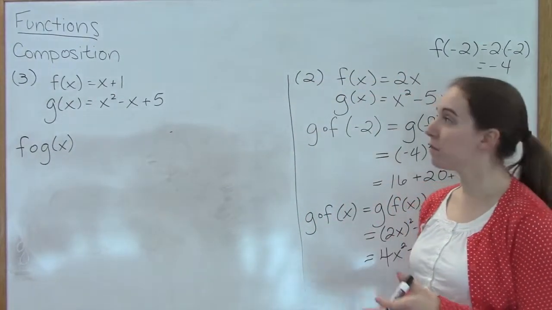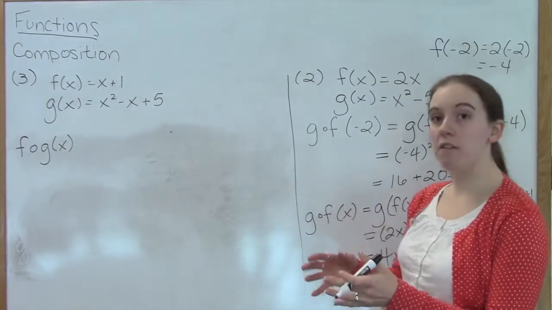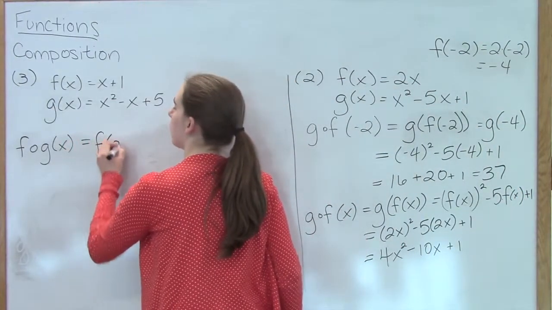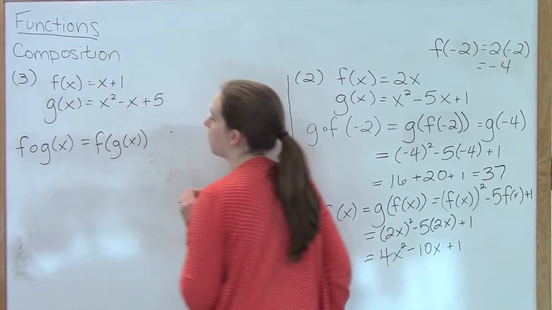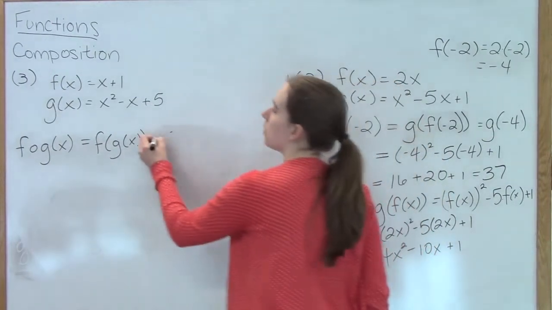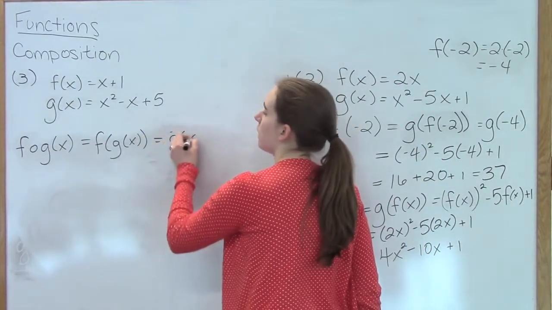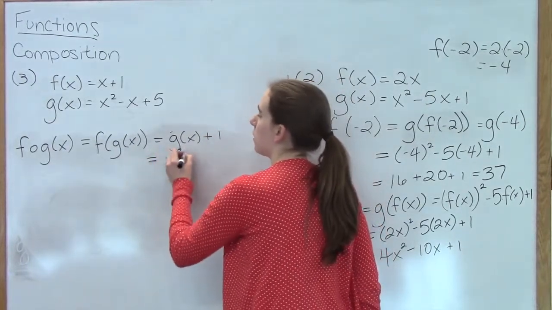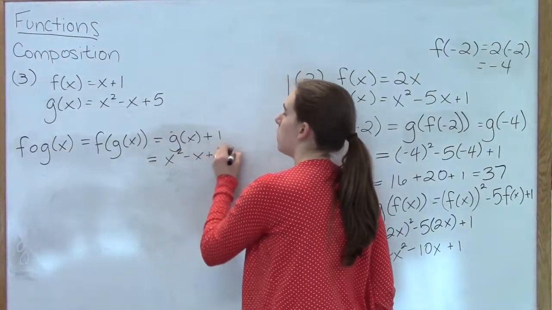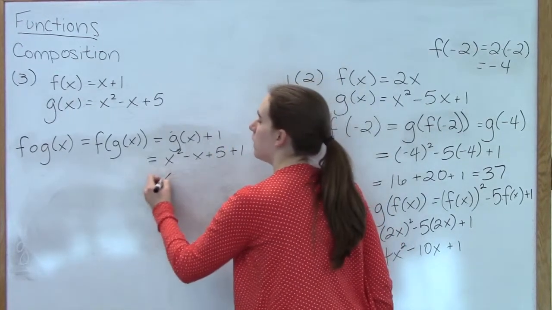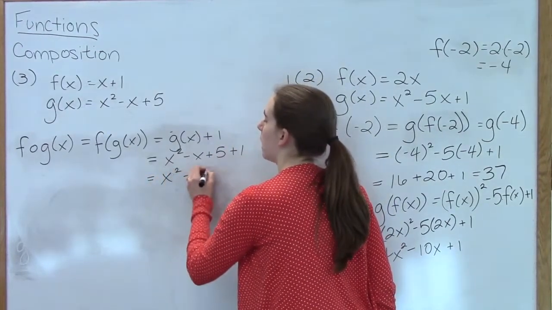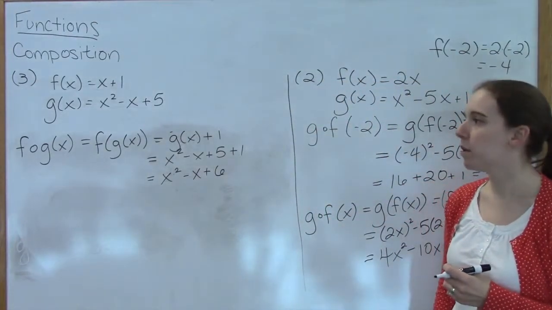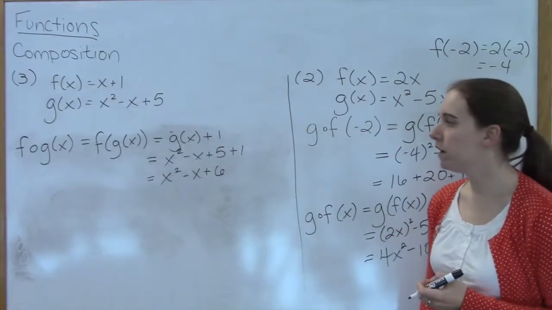So that means I'm going to take f and use g of x as my input. I'm going to layer my functions that way. So I'm going to take g of x and just add 1 to it. So g of x is x squared minus x plus 5. So I'll get x squared minus x plus 6. That would be my equation for f composed with g of x.